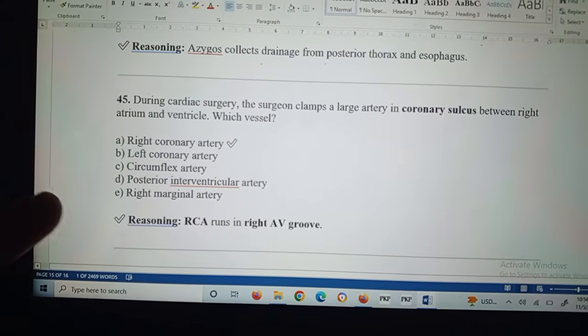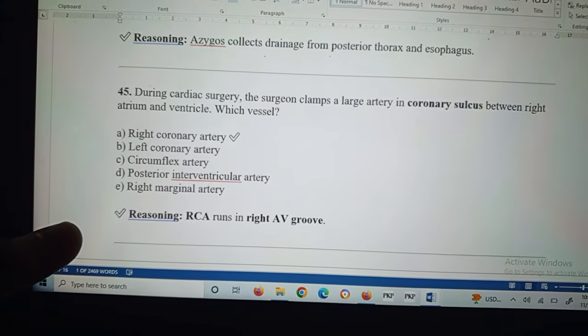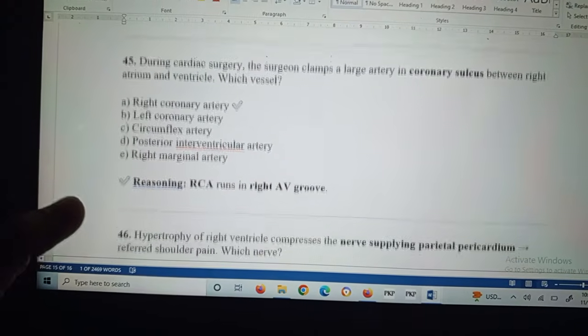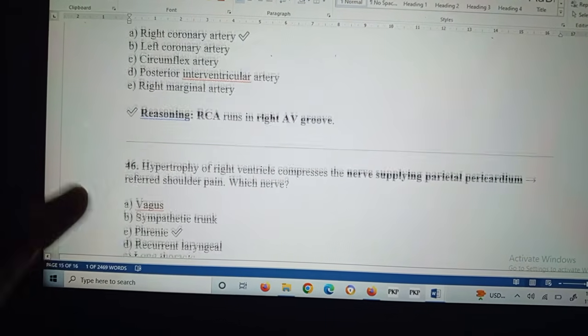During cardiac surgery, the surgeon clamps a large artery in the coronary sulcus between the right atrium and right ventricle. Which vessel is most likely damaged? Right coronary artery runs in the right AV groove.